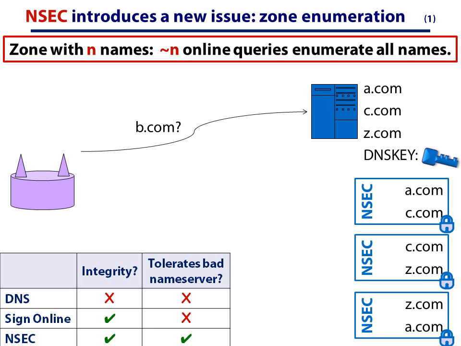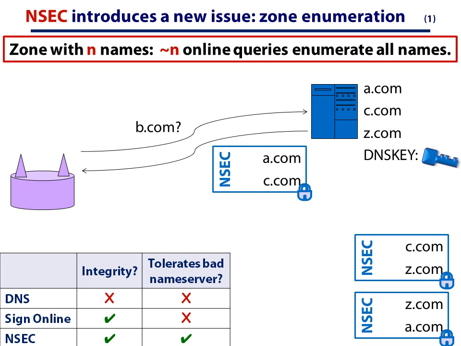He picks a random name. Let's say he picks b.com. And in picking b.com, he'd get this NSEC record back. You can see that b falls between a and c, and so this is the appropriate NSEC record. And now our zone enumeration adversary has learned something very useful. He's learned that a.com and c.com are present in this zone. So now he wants to know what else is present.